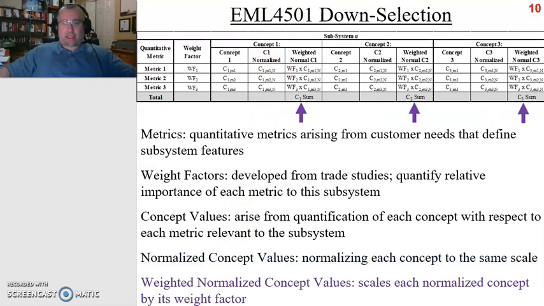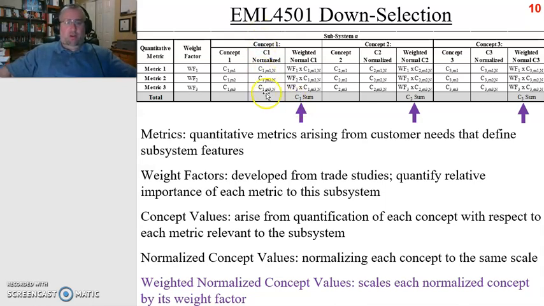And then finally, there are the weighted normalized concept values. These are the values that take into account the weighting factors and the normalized concept values, multiplied together, basically scaling the normalized concept values by the weighting factor to give you a number. These numbers then get summed up over all of your different metrics, and you'll have one sum for each of your concepts, in this case 3 sums, and those sums tell you which of the concepts emerges from the down selection matrix and should be pursued for prototyping.